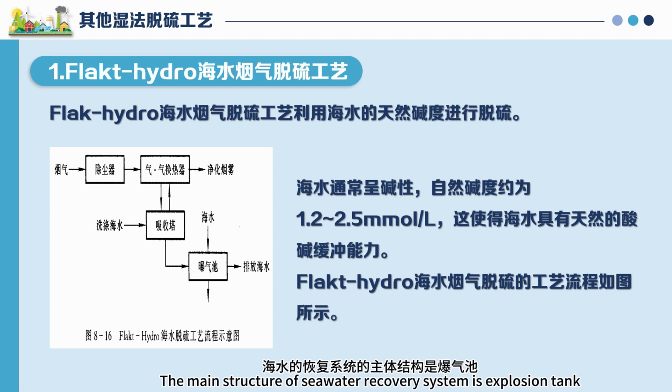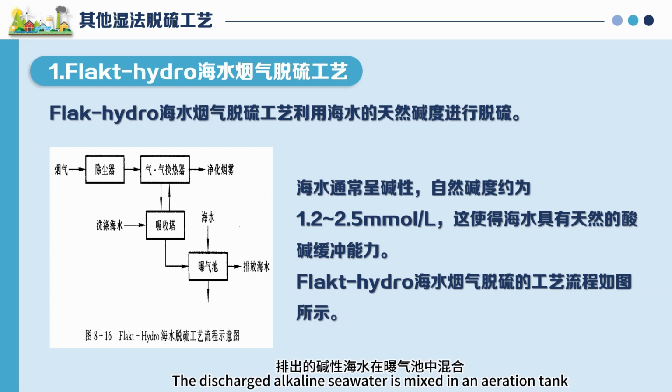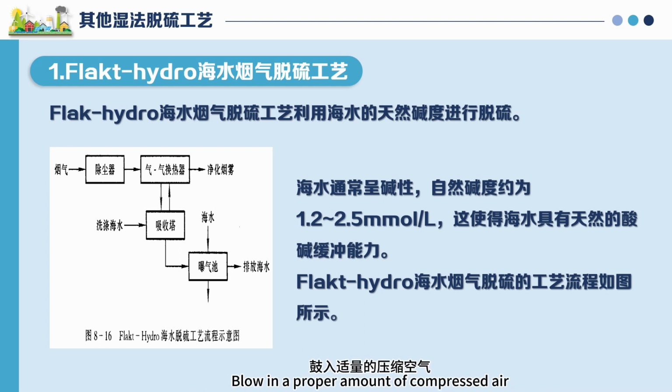The main structure of the seawater restoration system is the aeration tank. Acid seawater from the absorption tower and alkaline seawater discharged from the adjacent area are mixed in the aeration tank. At the same time, through the aeration system in the pool, a proper amount of compressed air is blown in. The sulfite in seawater is converted into stable, harmless sulfate. At the same time, it releases carbon dioxide and raises the pH of seawater above 6.5. After reaching the standard, it is discharged into the sea.